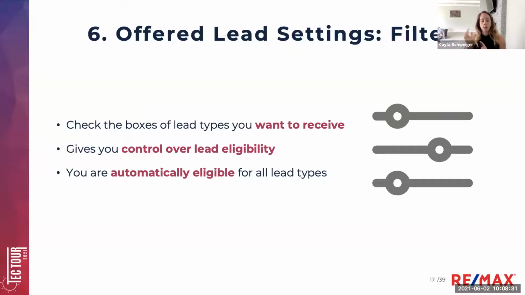Within the offered lead settings, you have your zip codes first for your market area, then you have your filters. And when it comes to your filters, there have been some changes lately, and they shouldn't really affect you too much, but within your filter section, you will check off the boxes next to the lead types you want to receive. By default, you will be opted in to receive all lead types, in which case, if you don't want to receive a specific type of lead, you would uncheck that box. This ultimately gives you a lot of control over what leads you're receiving and your lead eligibility. But again, you are automatically eligible to receive all lead types.